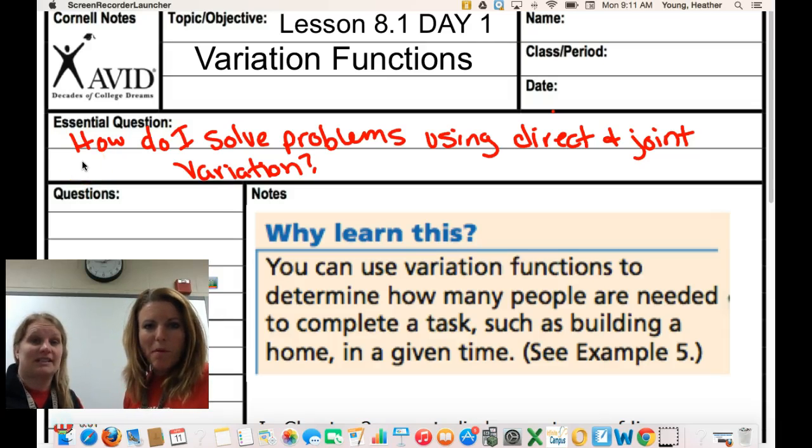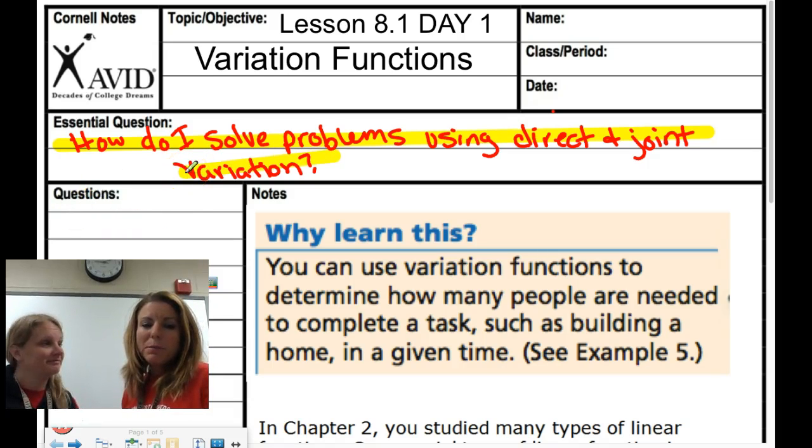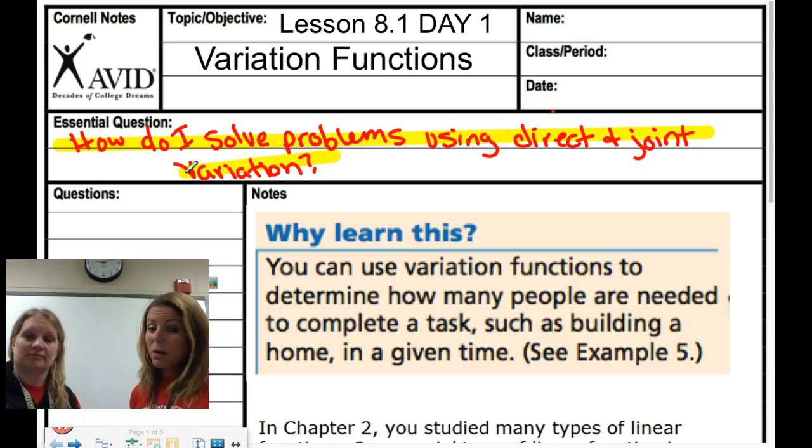All right, so today is a day one lesson of variation functions. Our essential question is, how do I solve problems using direct and joint variation? Sometimes, well, all the time, I guess you ask, why are we learning this? Well, you can use variation functions to determine how many people are needed to complete a task, such as building a home in a given amount of time.